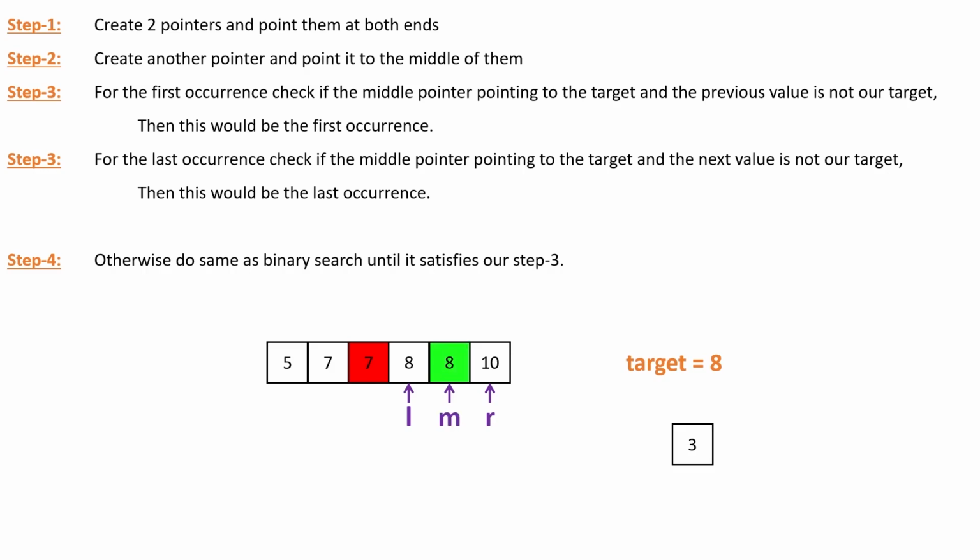Now you can see our middle pointer is pointing to the target element and there is no target element after that. So we can say this is the last occurrence of the target element for this array. So we can say 4 is our last index of that target value. So we have to return these 3 and 4 as an array.